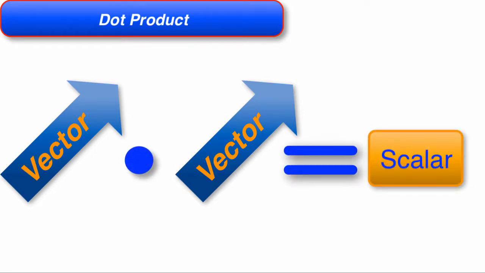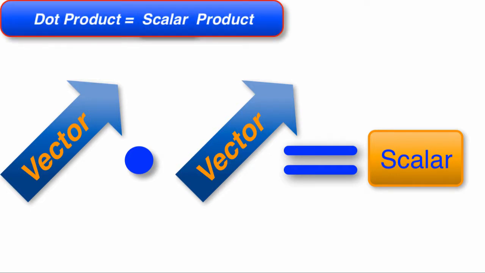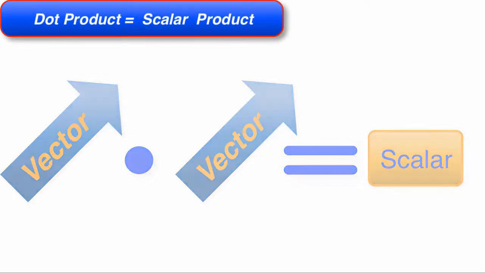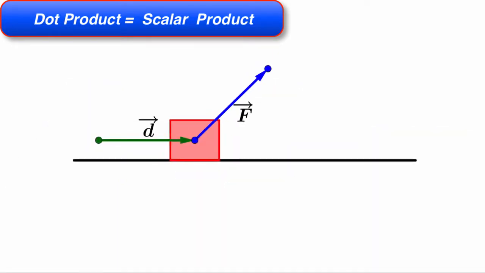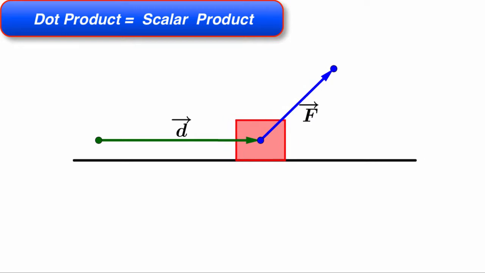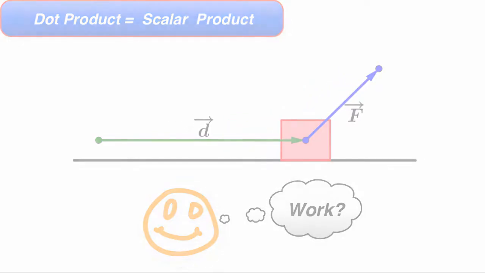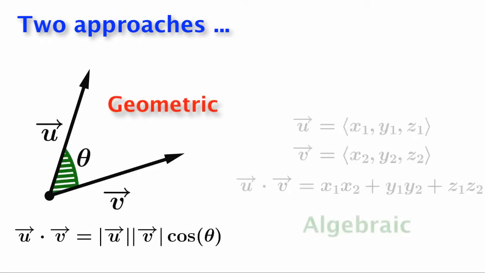For this reason, dot product is also known as the scalar product. Historically, dot product was motivated by a problem in physics where we would like to calculate the work done by a force F exercised on an object which causes it to be displaced by a vector D. There are two approaches for performing dot product, geometric and algebraic.